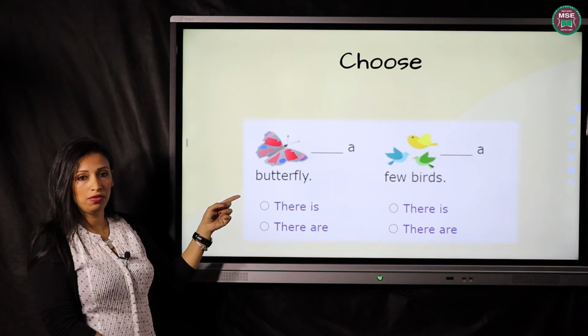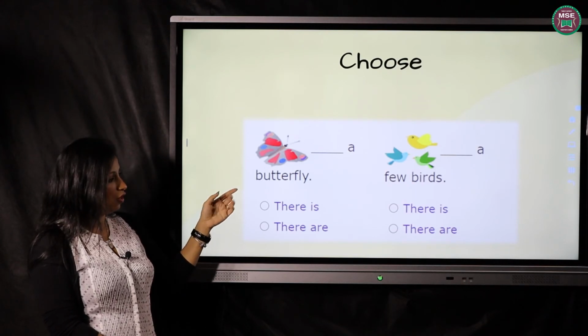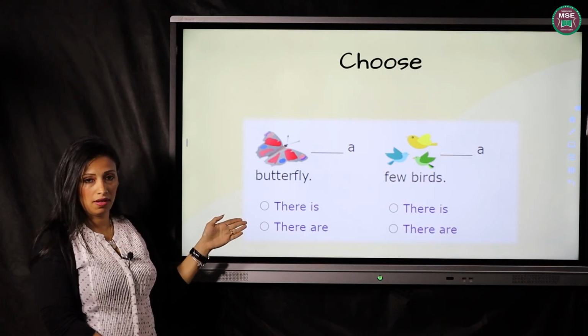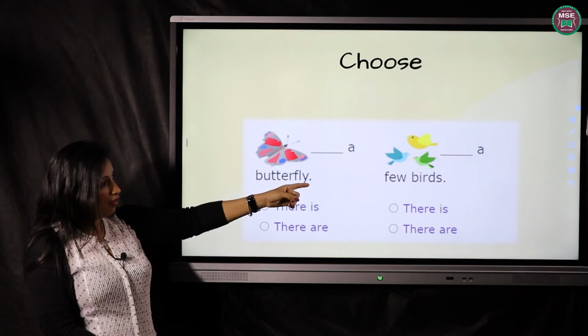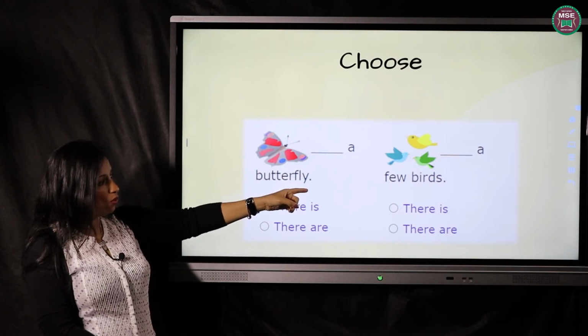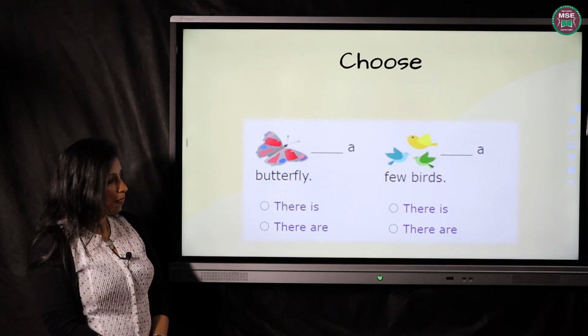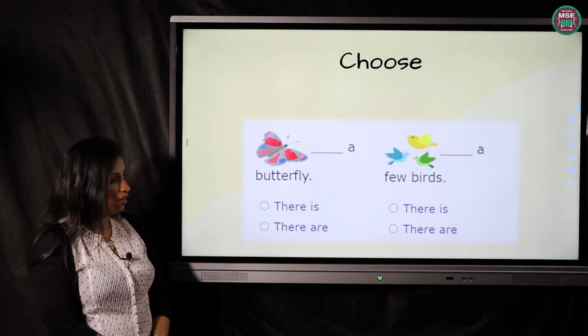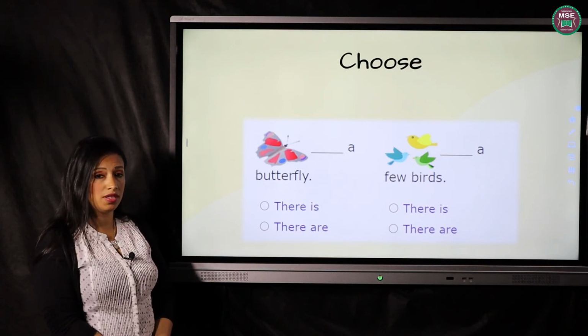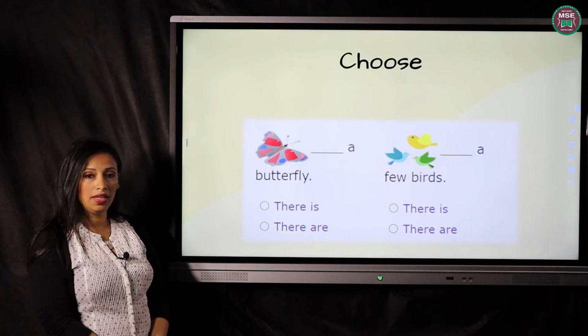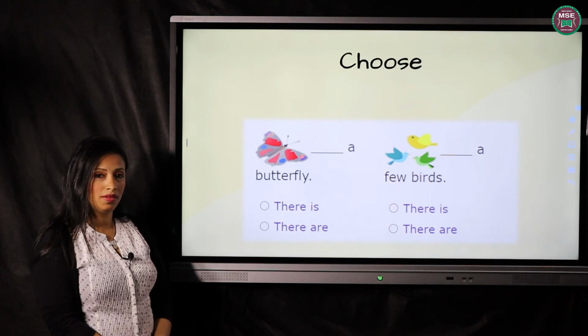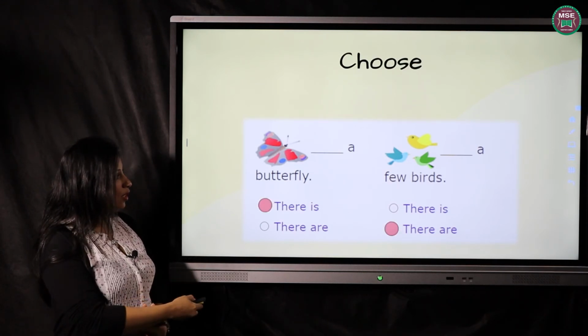A butterfly. You are going to use there is or there are. And here, the next one, a few birds. Okay, you are going to use there is or there are birds. Think about it. Yes. Look here.